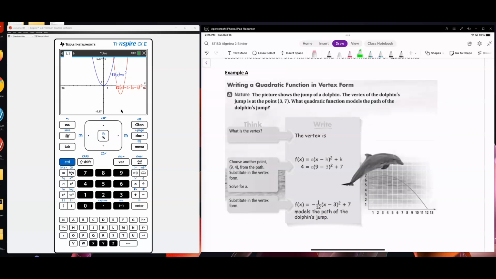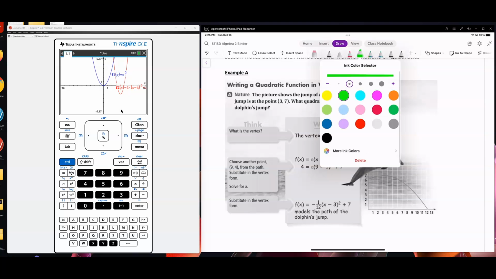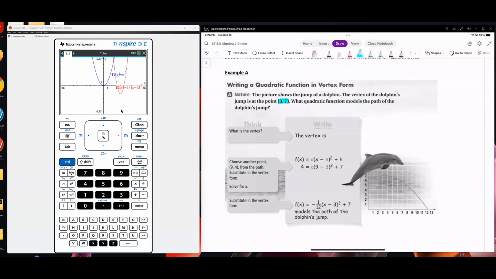Writing a quadratic function in vertex form. The picture shows the jump of a dolphin. The vertex of the dolphin's jump is (3, 7). What quadratic function models the path of the dolphin's jump?